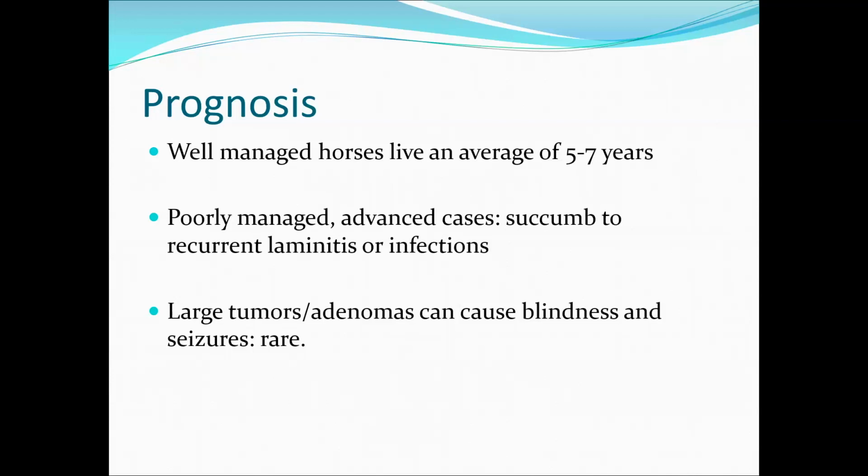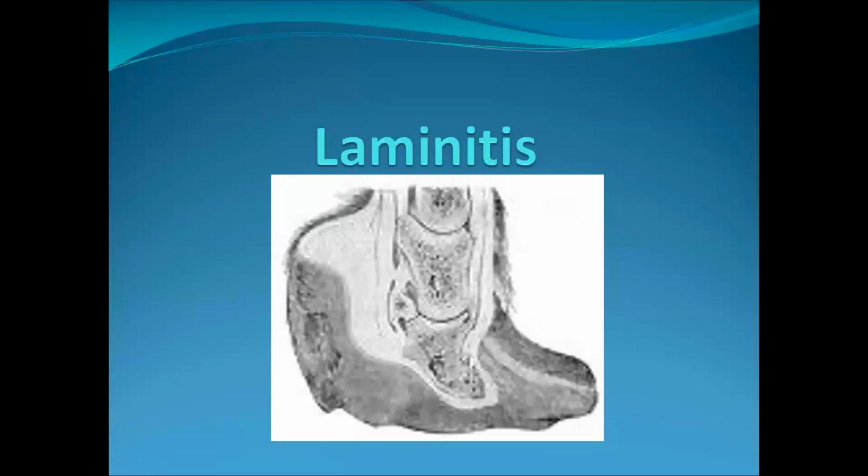All right, anything that's poorly managed or advanced cases typically will succumb to a bout of recurrent laminitis where we just can't seem to turn them around, or a severe infection, most likely pneumonia or things like that. All right, certainly very large tumors or adenomas can cause blindness because of pressure on the optic nerve if that pituitary gland gets big enough, or seizures if it's pushing on the base of the brain. Both of these are very, very rare. Questions on any of that?